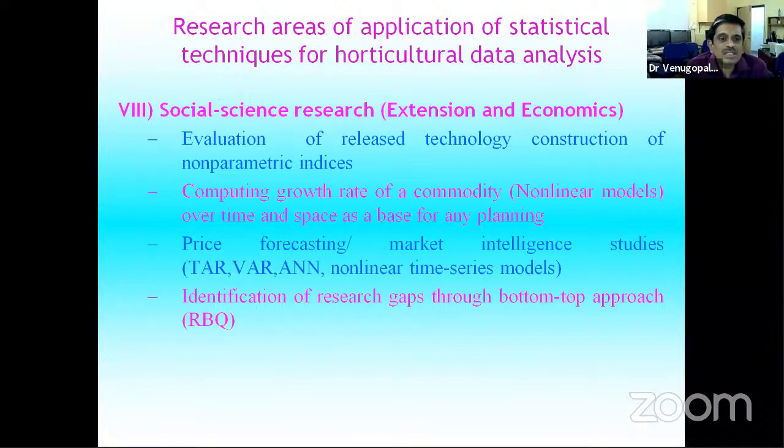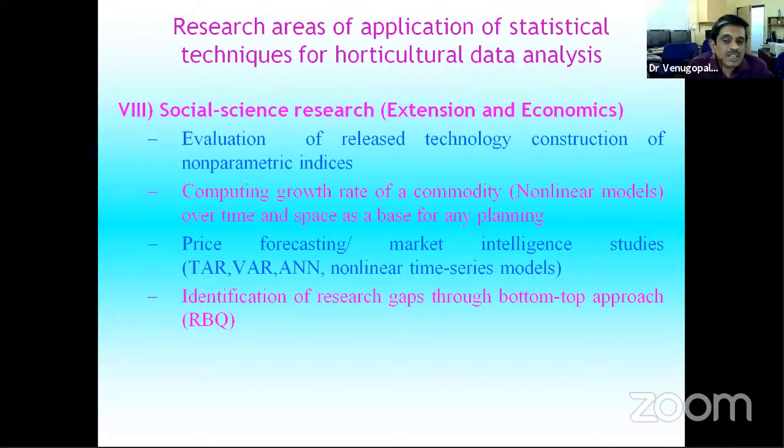Coming to the last one, that is the social science and extension economic research. Suppose someone is interested to evaluate a released technology. For evaluating the released technology of several varieties or several methodologies, they will be asking several farmers or several scientists to give the ranks. So again, since the ranks are given, one has to make use of a non-parametric method. Even computation of the growth rate of a particular commodity will follow a non-linear pattern, because the growth rate of any commodity in two given successive years won't be consistent.